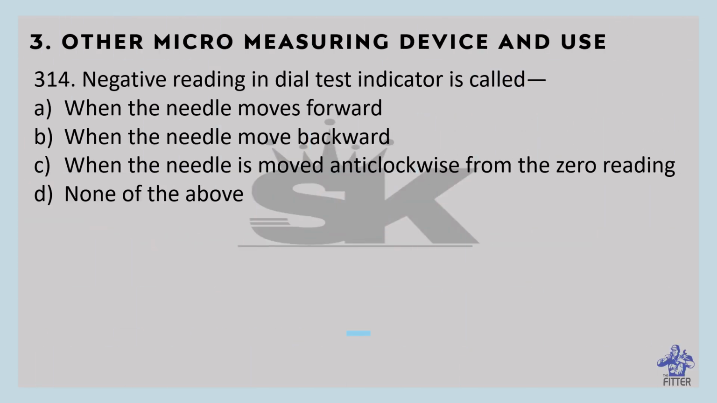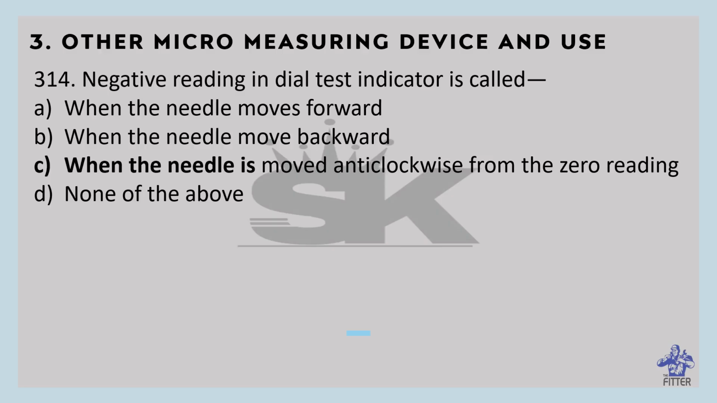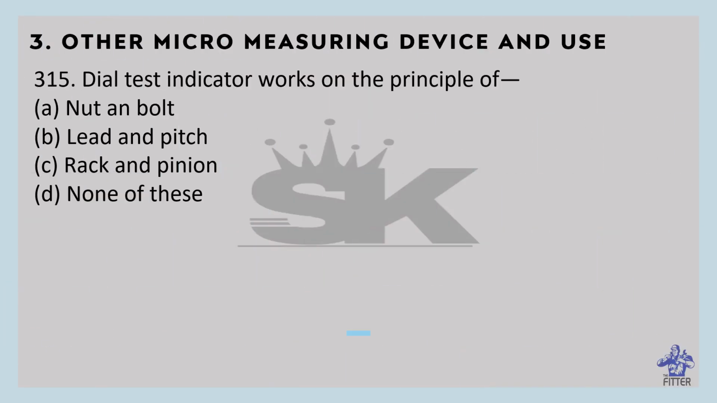Negative reading in dial test indicator is called, so that is when the needle is moved anti-clockwise from the zero reading. Okay. In dial test indicator, when the needle moves anti-clockwise from zero reading, negative reading occurs. When the needle moves clockwise from zero reading, positive reading occurs. Okay. Dial test indicator works on the principle of rack and pinion. Okay.